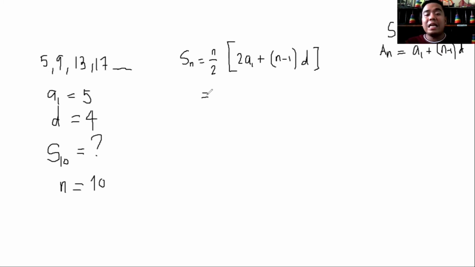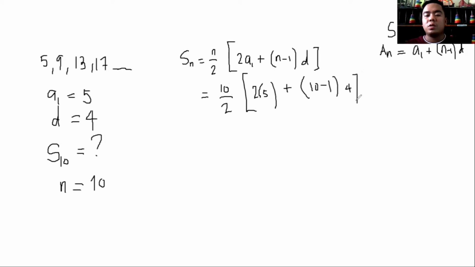So we are going to solve this by substituting. What is our n? 10 over 2, brace. You have 2 times a sub 1, which is 5, then plus your n again, which is 10, minus 1 times the common difference of 4.